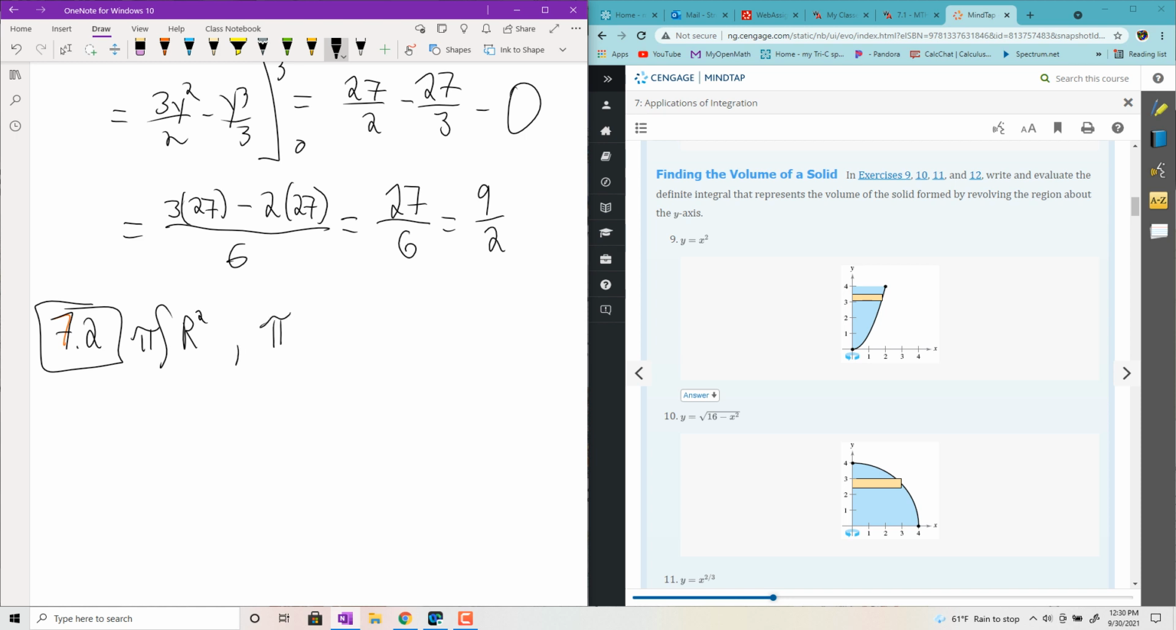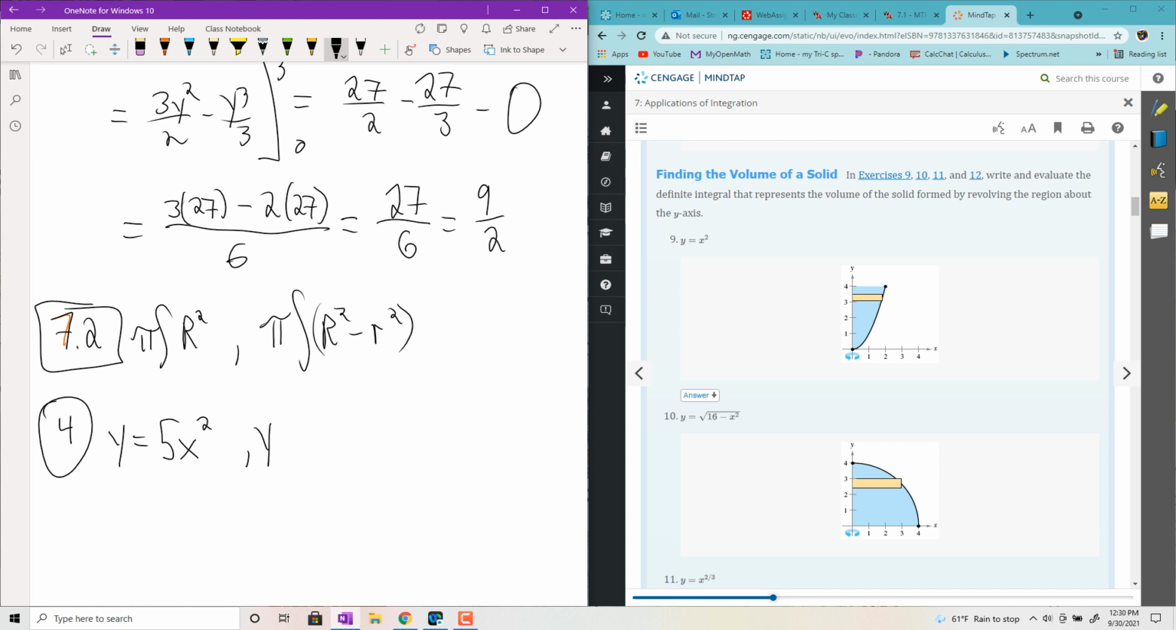The washer is pi big R squared minus little r squared, and then dx or dy, depending on your variable of integration. Okay, so it's those two formulas you really need to have for this section. Let's look at maybe one from the WebAssign, just so we can see again how annoying these can be. And hopefully you won't be upset if I don't include the WebAssign problems.